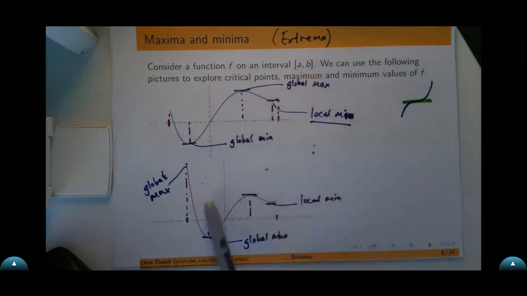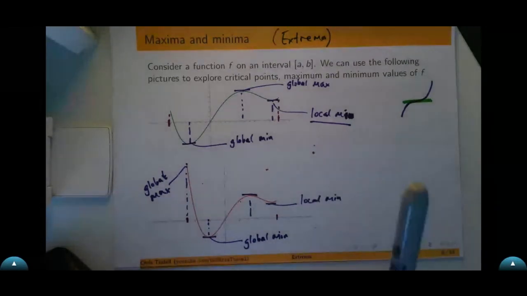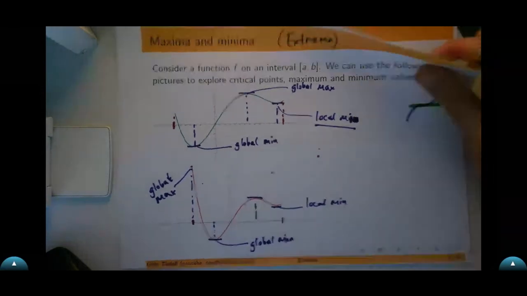Okay, so global means everywhere, or the whole interval that we're considering, and local just means in a neighborhood or a roundabout. All right.